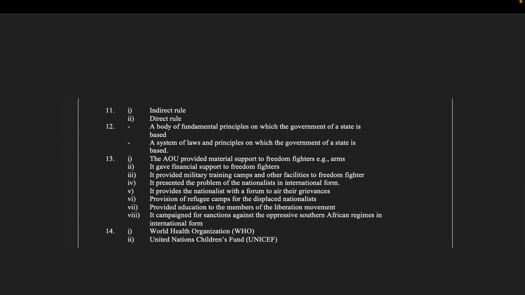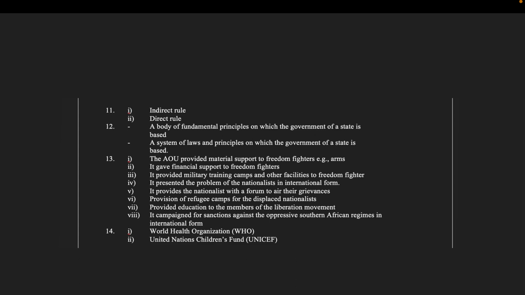13. The OAU provided material support to freedom fighters, e.g., arms. It gave financial support to freedom fighters. It provided military training camps and other facilities to freedom fighters. It presented the problem of the nationalists in international forums. It provided the nationalists with a forum to air their grievances.